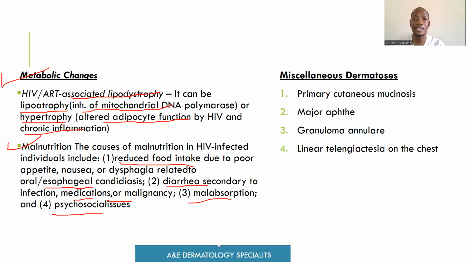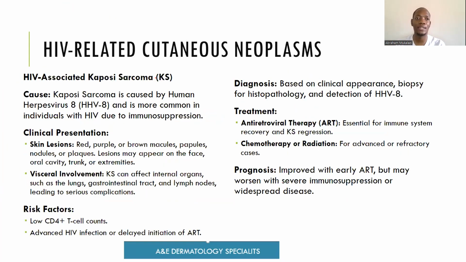So we have other miscellaneous dermatoses, like primary cutaneous mucinosis, which has been reported mainly in people living with HIV. Major aphthous ulcers, granuloma annulare, and then also linear telangiectasia on the chest. Those are usually tiny blood vessels that have been reported in people living with HIV, especially on their chest. So all these dermatoses have been associated with HIV.